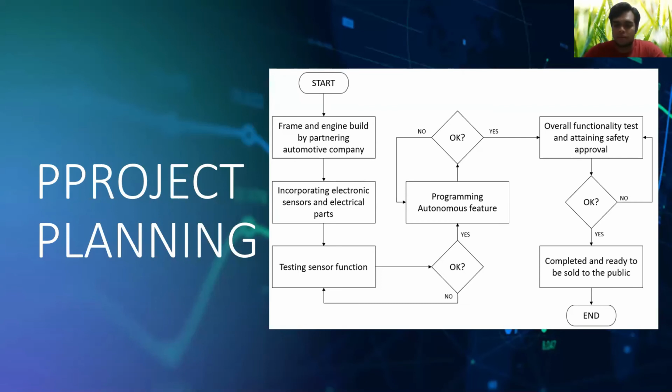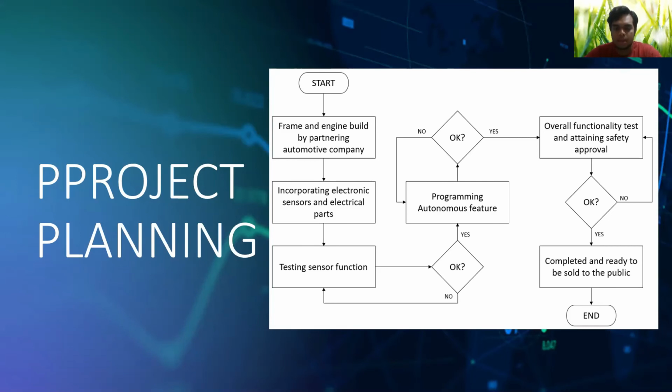So here is a flowchart of the project planning. Firstly, once it is started, the frame and engine will be built by a partnering automotive company. Since we are partnering with local Malaysian companies, Perodua and Proton, we will pitch our idea for an electric autonomous car, and discuss the frame and engine build with them. They have more experience in that industry, because our focus is more on the autonomous part of the vehicle.